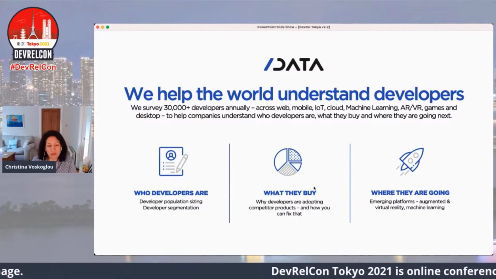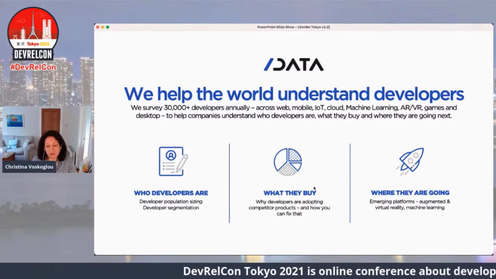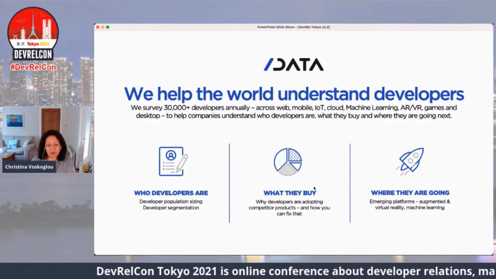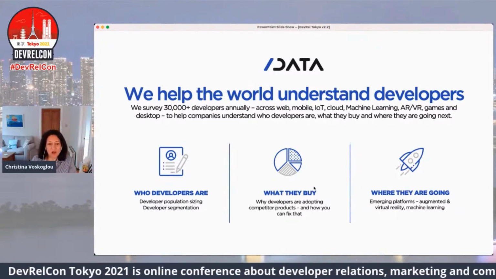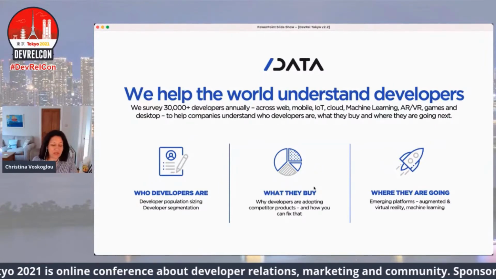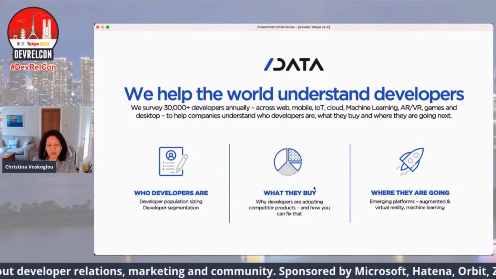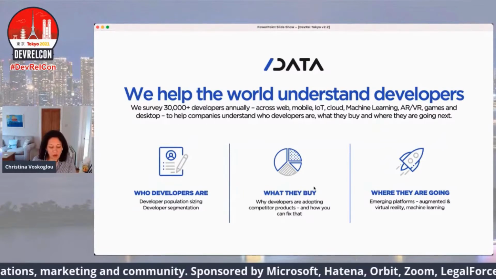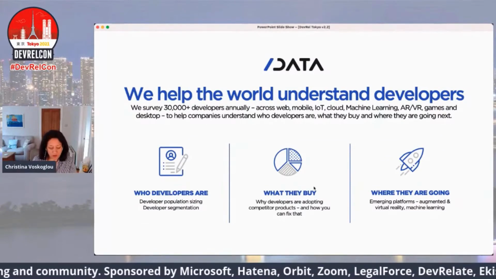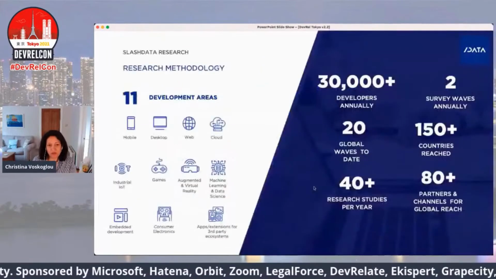We survey developers globally, and based on the experience that they share with us, we know who developers are. Basically, therefore, the size of their communities, the profile of their community members, what they buy, so their technology choices, and how happy they are with those, and where they're going next, so the emerging technologies.